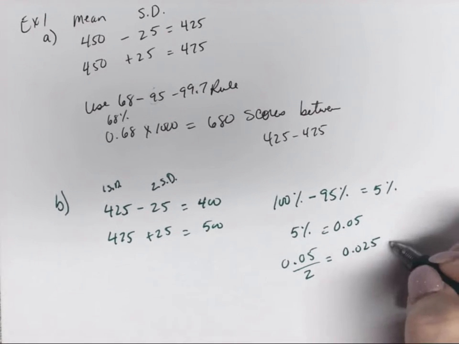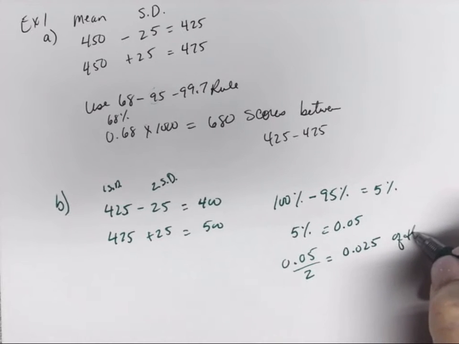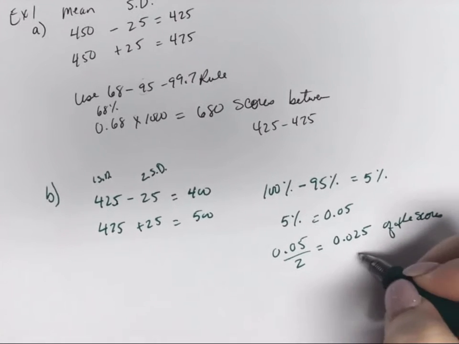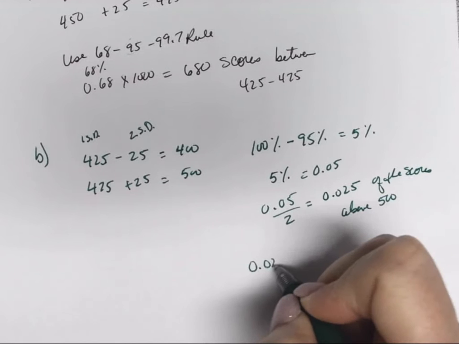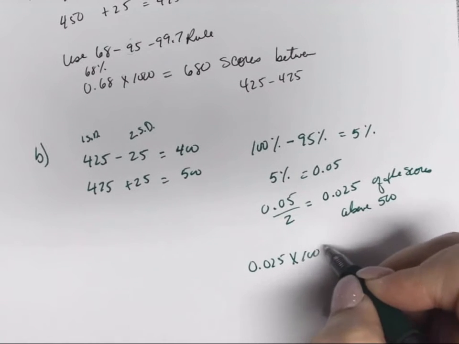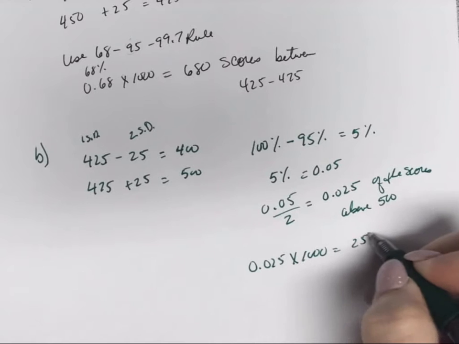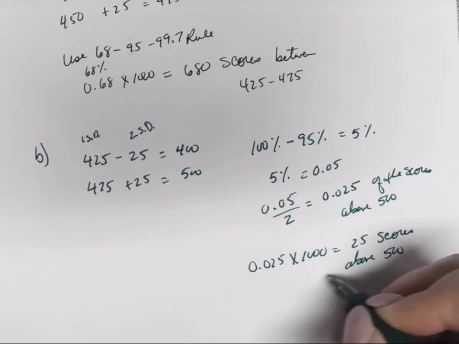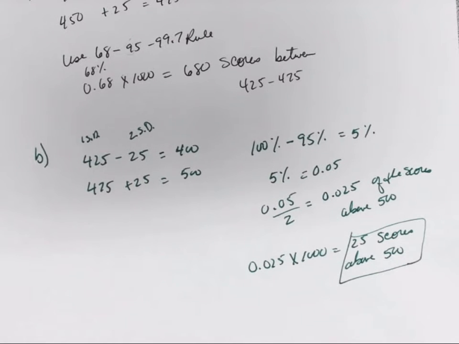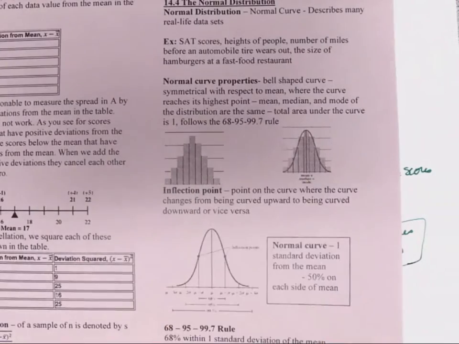And when we do that, divide by 2, we will get 0.025, and this would be of the scores above 500. So now we'll take that 0.025 and we'll multiply it again times 1,000 and find that we have 25 scores above 500. So that's our answer for that. And understanding that these curves are kind of mirrors of each other a little bit in that respect, because they are the same on either side.